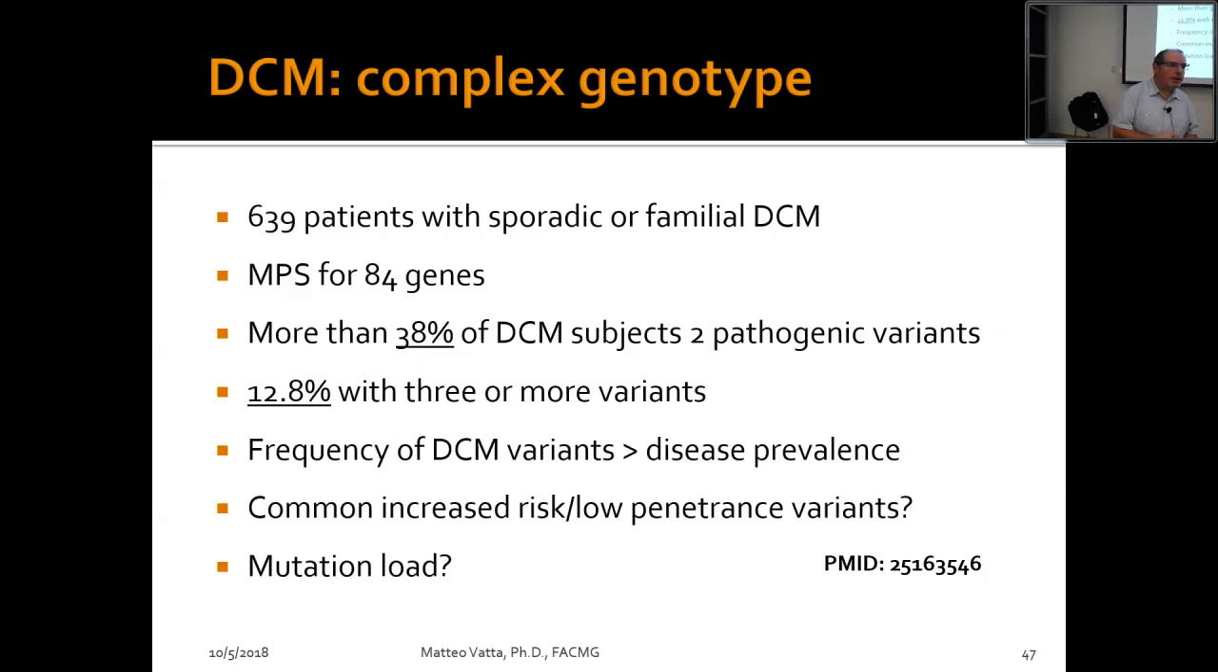Another study on dilated cardiomyopathy, another form of heart disease where the heart doesn't pump well, identified that a large portion of those cases had multiple variants. So there are common variants that could be increased risk alleles, or they could be low penetrant alleles, and so those patients may need to have a mutation load, a certain threshold where they need multiple variants in order to have overt disease.